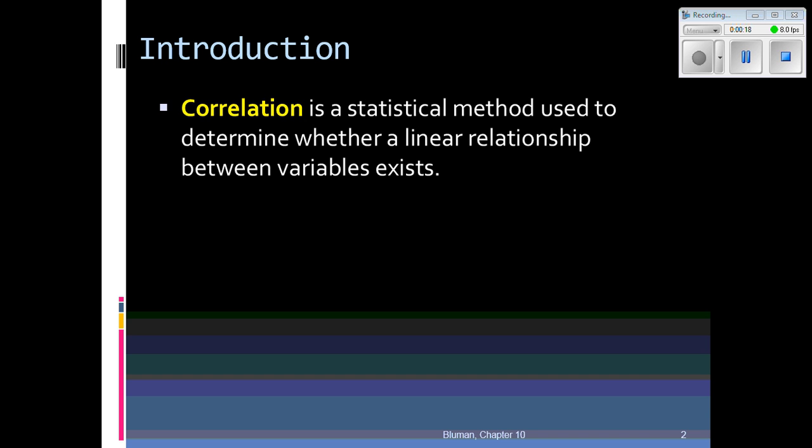Correlation is a statistical method used to determine whether a linear relationship between variables exists. So what I want you to think of is a couple of keywords in there. One of them is linear. It's not a bell-shaped curve, and so I'm going to use our ruler example to explain that.